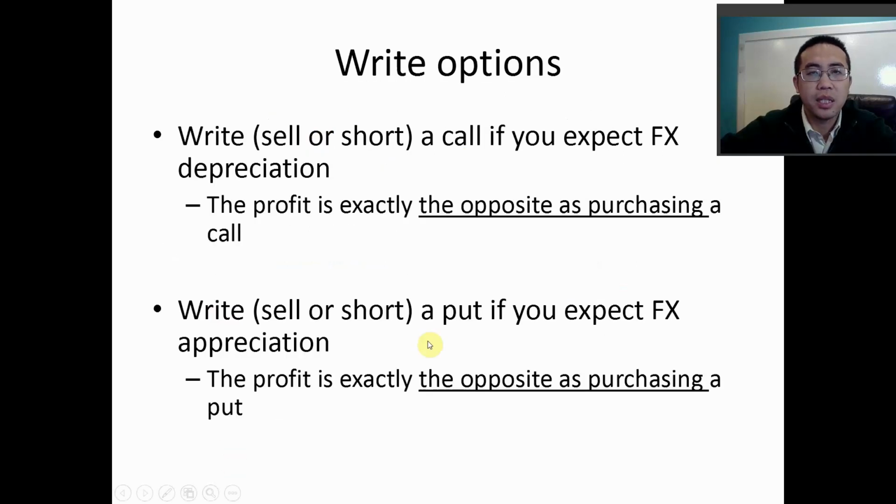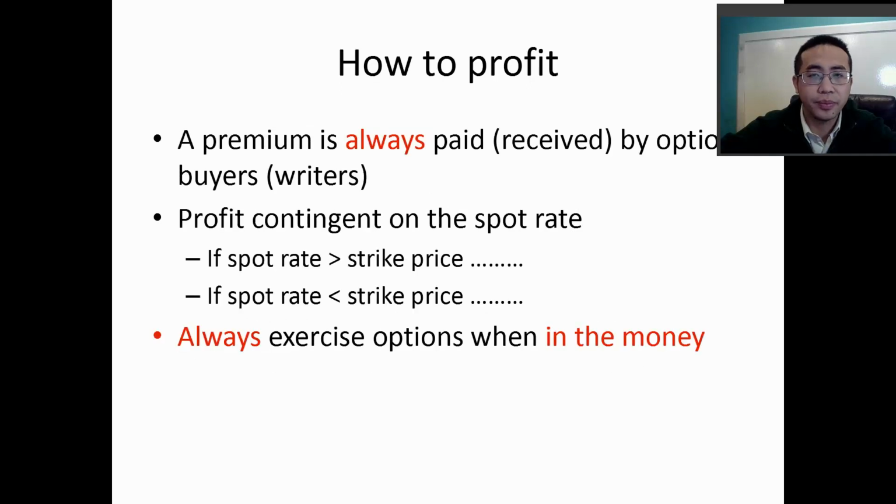And also you can be on the seller side of options. We call it selling options, or shorting options, or writing options, or creating options. If you write a call option, you're expecting the foreign exchange to depreciate. And if you write a put option, you're expecting the foreign exchange to appreciate. For more details and exercises, we have done that before.